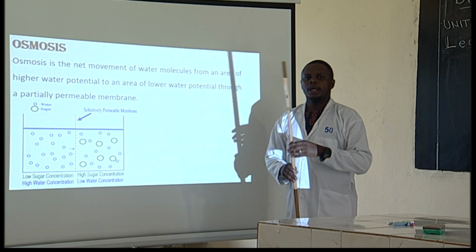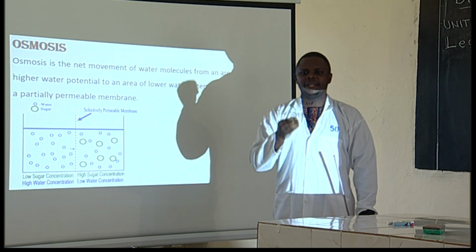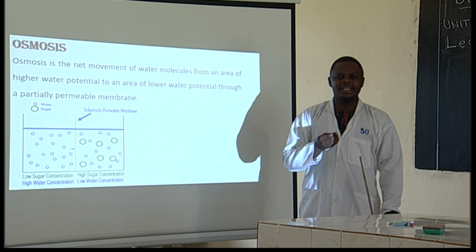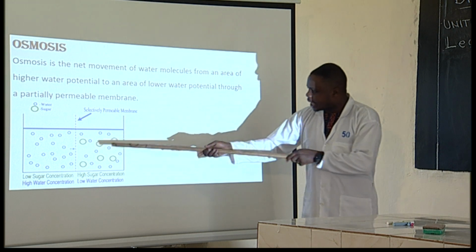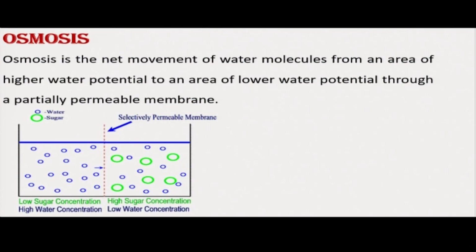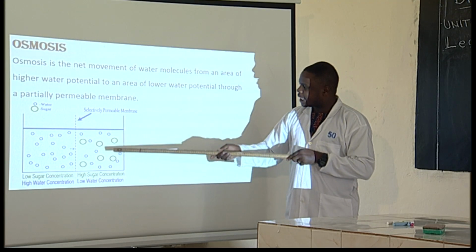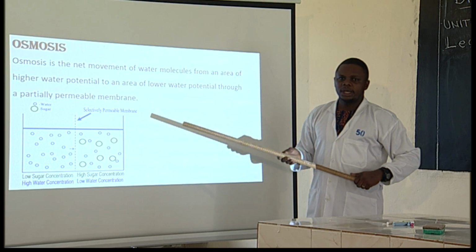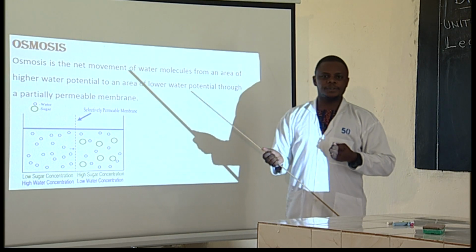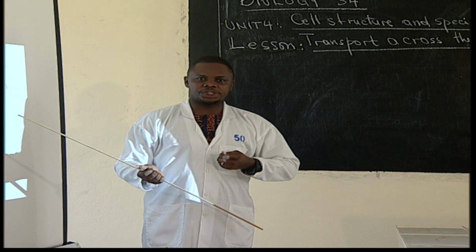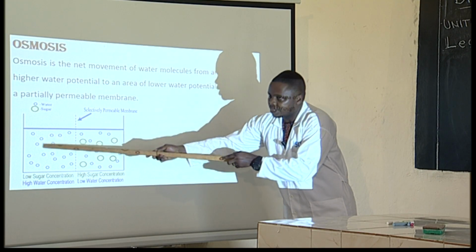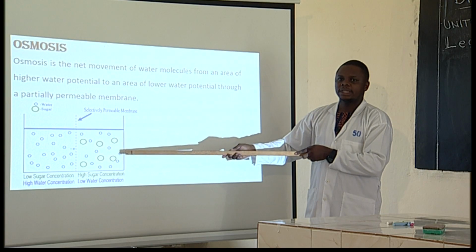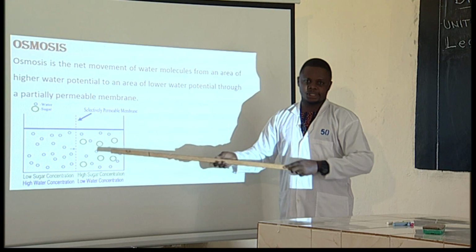Remember, one of the traits of the cell membrane is it is selectively permeable. Here, we have high concentration of water molecules. Here we have less concentration of water molecules and sugar particles. With osmosis, water moves from the region of high concentration to the region of low concentration. Water will move from this region to this one. That process is what we call osmosis.